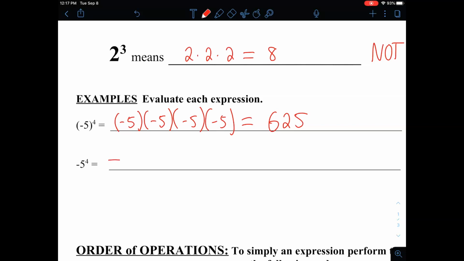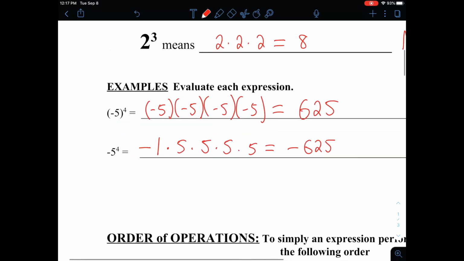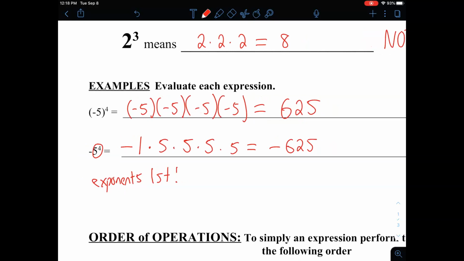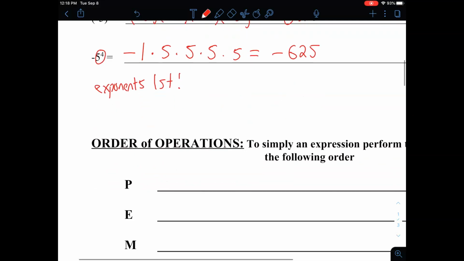Now, how do we expand out negative 5 to the fourth? Well, we do exponents first. So there's actually a floating negative in front, which is going to be a negative 1, times 5 four times. So this is going to be negative 1 times 625, which is going to be negative 625. The reason why is that in order of operations, this is negative 1 times 5 to the fourth. We do exponents first. You need to expand out the 5 to the fourth, and then you have that negative 1 applied at the end when you multiply.